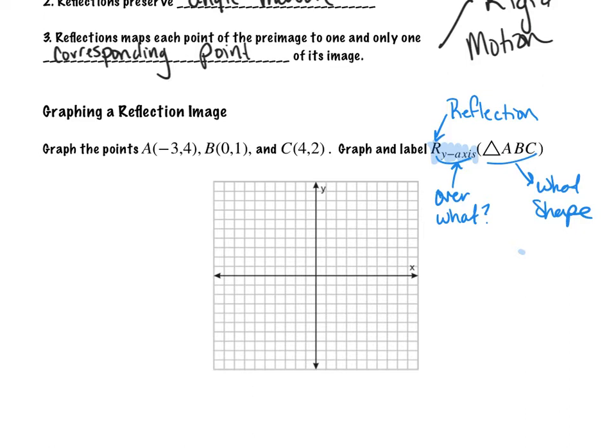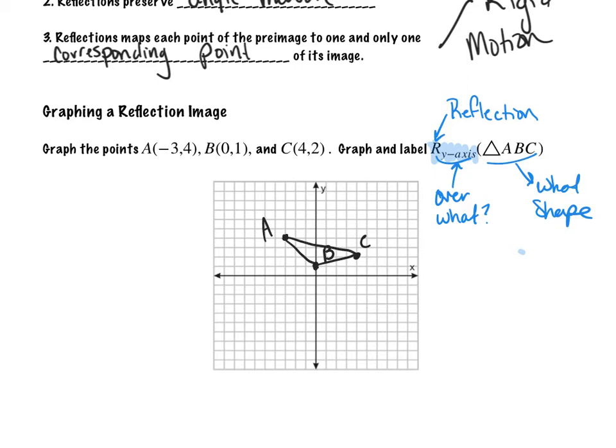So if I look at reflecting, sometimes I'll just start by graphing the points. So like -3, 4, I have point A. 0, 1, I have point B. And 4, 2, I have point C. And so I connect these, and I have my shape.